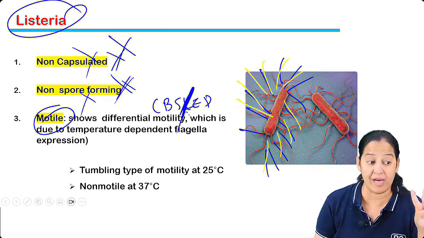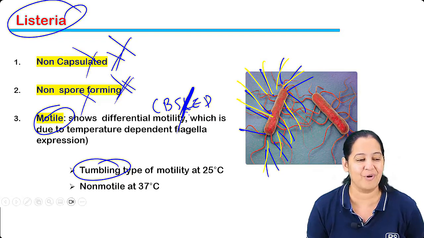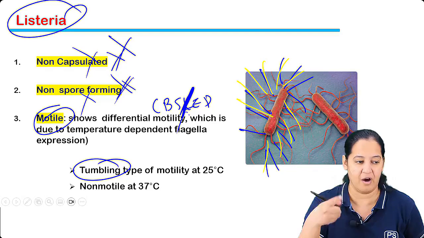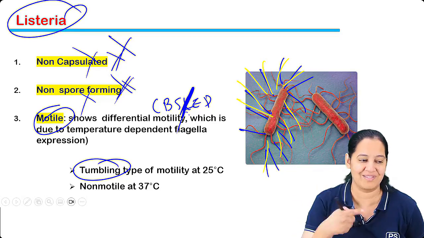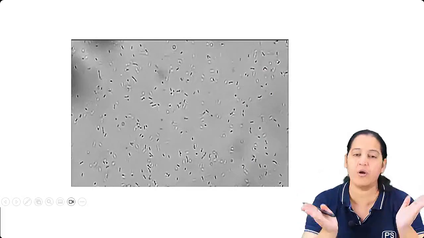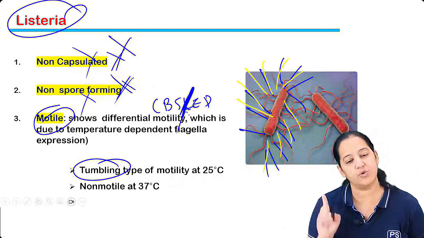Two special things about motility. Number 1, it's tumbling. I told you about tumbling yesterday. Can anyone tell me what is the meaning of tumbling? Tumbling is clockwise, anti-clockwise. Can you see? Little bit clock, little bit anti-clock, clock, anti-clock. This is known as tumbling. So it is showing tumbling motility.